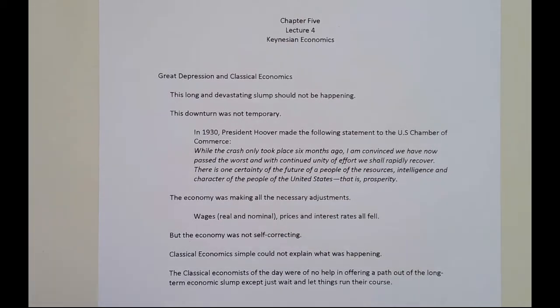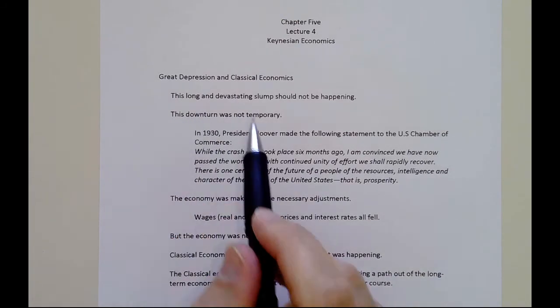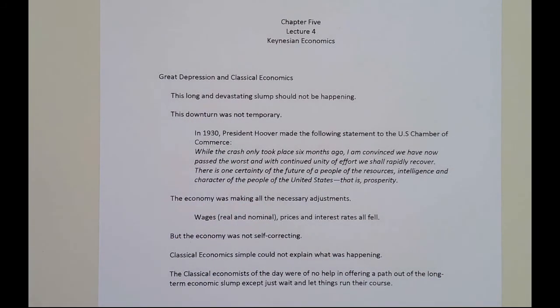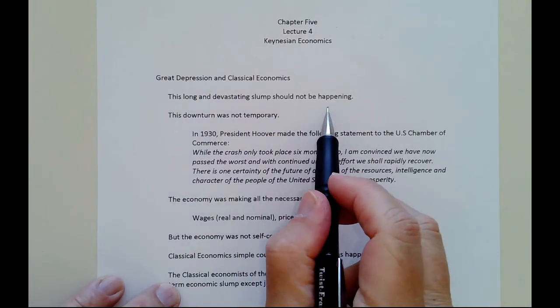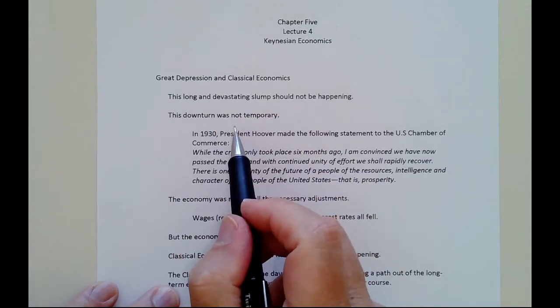And so the Great Depression created a problem for classical economics. First of all, remember, classical economics said that long downturns could not happen. Well, this was a long downturn. It started in 1929 and it continued throughout the 1930s and pretty much did not end until the Second World War. So it was happening when it should not be happening, and it was not temporary, it was long-lasting.